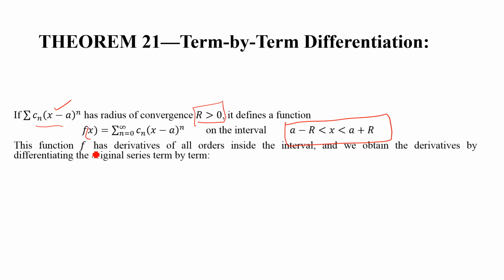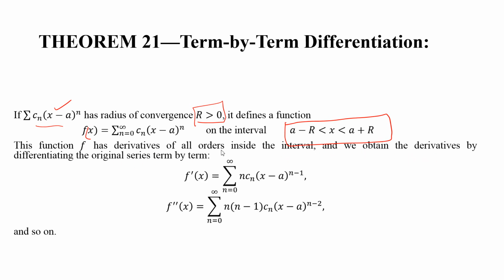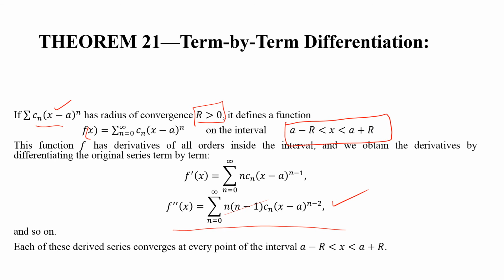And we can differentiate this function f. The function f has derivatives of all orders inside the interval, and we obtain the derivatives by differentiating the original series term by term. So here is the derivative of the series: f'(x) can be written as sigma from n=0 to infinity, we just differentiate the nth term, n c_n (x-a)^(n-1). Similarly, we can differentiate it again to get the second order derivative, which is also a power series, and so on. Each of these derived series converges at every point of the interval where x lies between a-r and a+r.